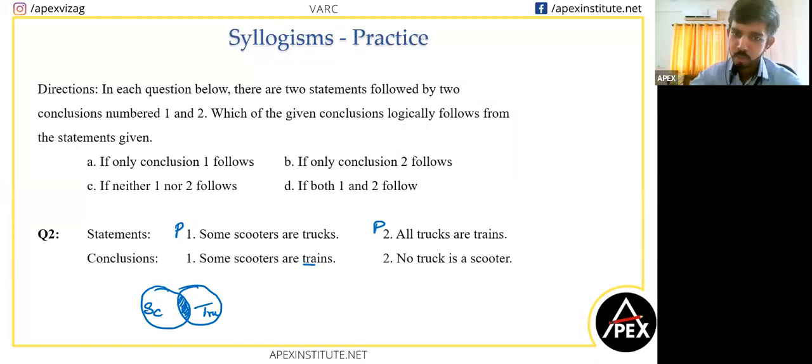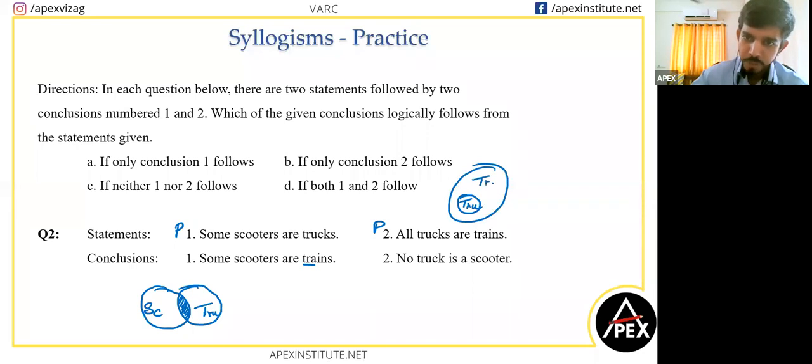We cannot say our scooters are not trucks. No. Some scooters are trucks, okay, if you say so. All trucks are trains. So can we say in another circle, all trucks? This is similar to our last one. Trucks becomes a subset of trains. Yeah, all trucks are trains.